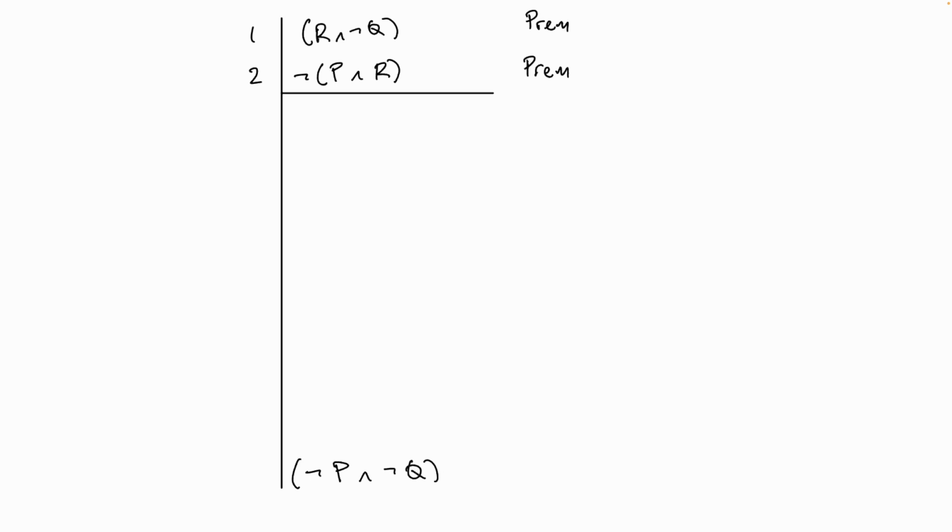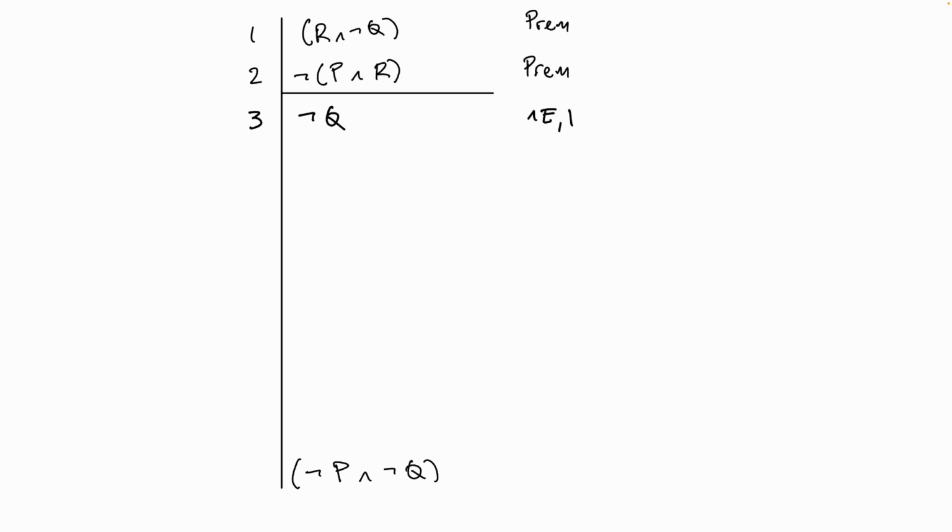Deriving the second conjunct not Q is easy, since not Q just appears as one of the conjuncts in the first premise. So the conjunction elimination rule allows us to derive not Q from that premise straight away. What about not P? There's no similarly straightforward way to derive not P, so it makes sense to try using the reductio rule to derive not P.